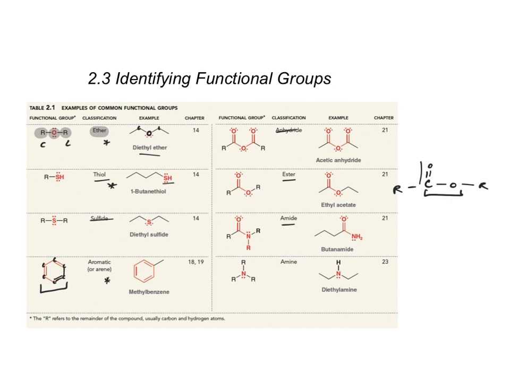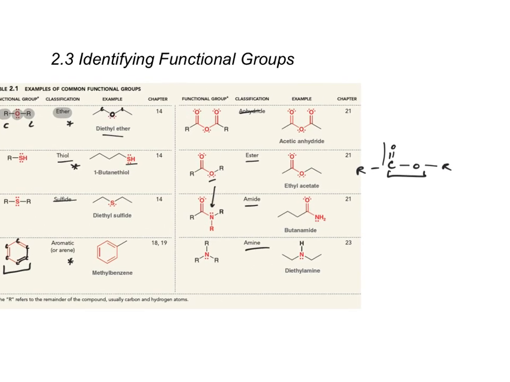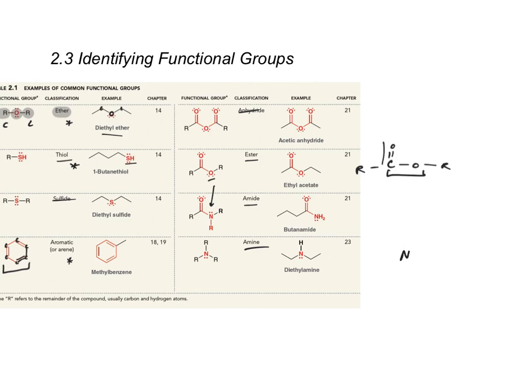You should be aware of an amide. So an amide is essentially just an ester, but instead of oxygen here, it's a nitrogen. And then you should also be able to recognize an amine. An amine is a nitrogen with just three other things bound to it. It can be hydrogen, or it can also be carbon, hydrogen bonds, etc.